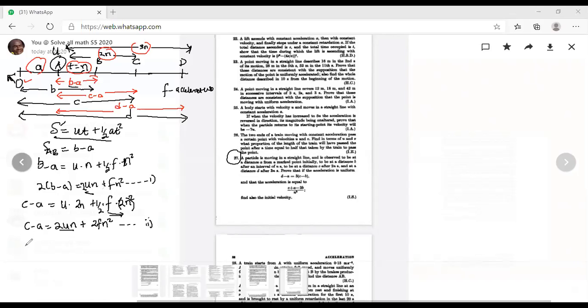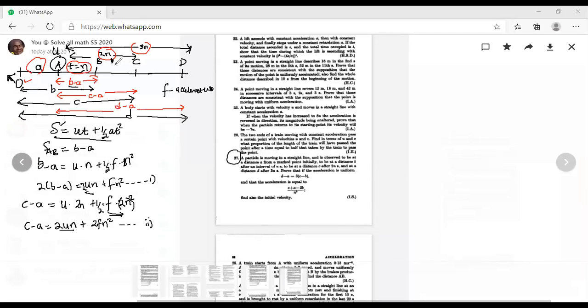Why 2n? 2un is common now in all equations, because all of them were moving initially with the velocity u from point A, then the times went on changing. And the acceleration is uniform. On the second last equation, where have we got 2n? The time between A and C is 2n. You see that? This time.